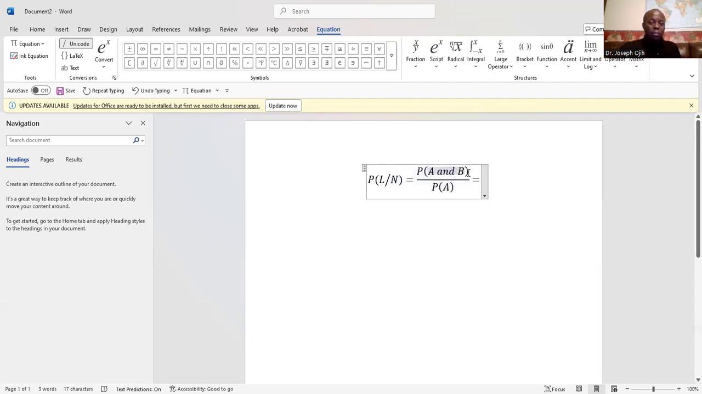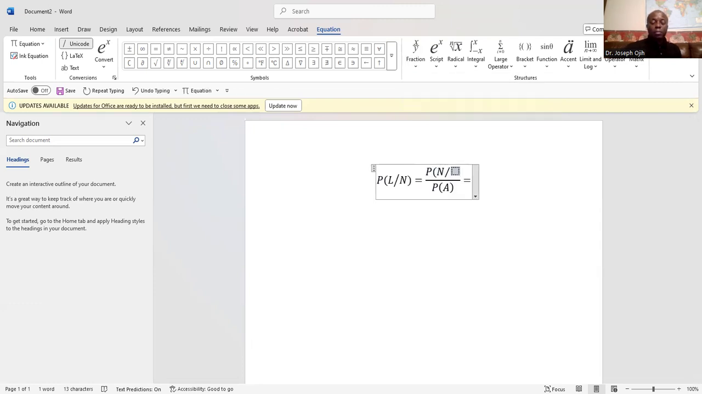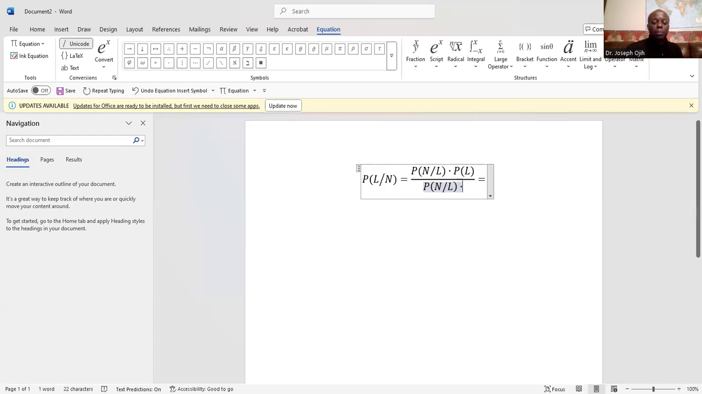So we have the probability of he bought no book, given that he's a light purchaser, times, I'm going to use a dot to represent times, the probability of light purchaser, over the probability that the person bought no book given light purchaser, times the probability of light purchaser.